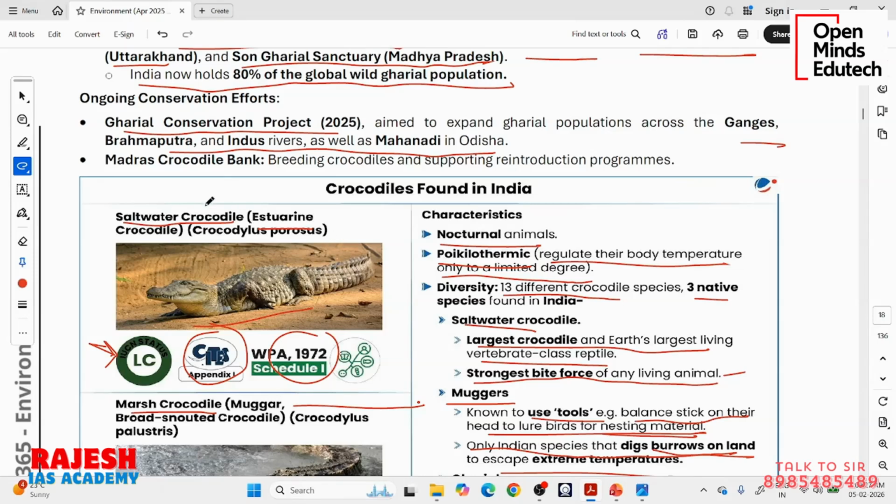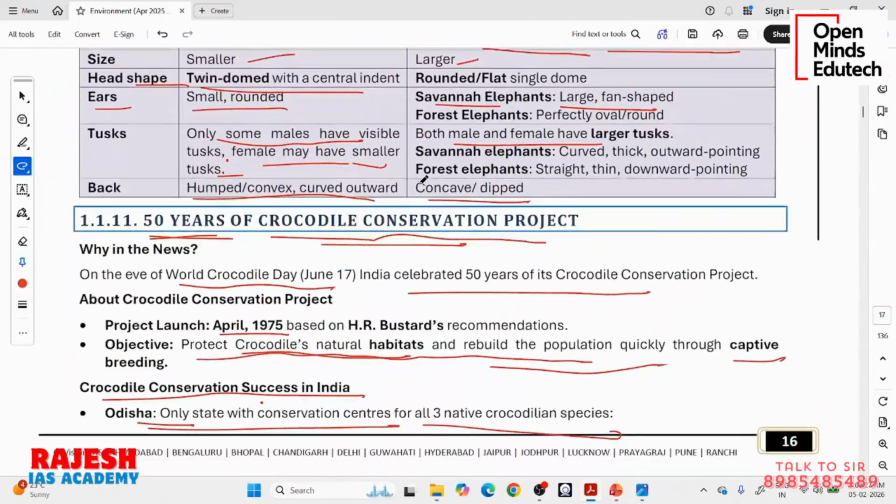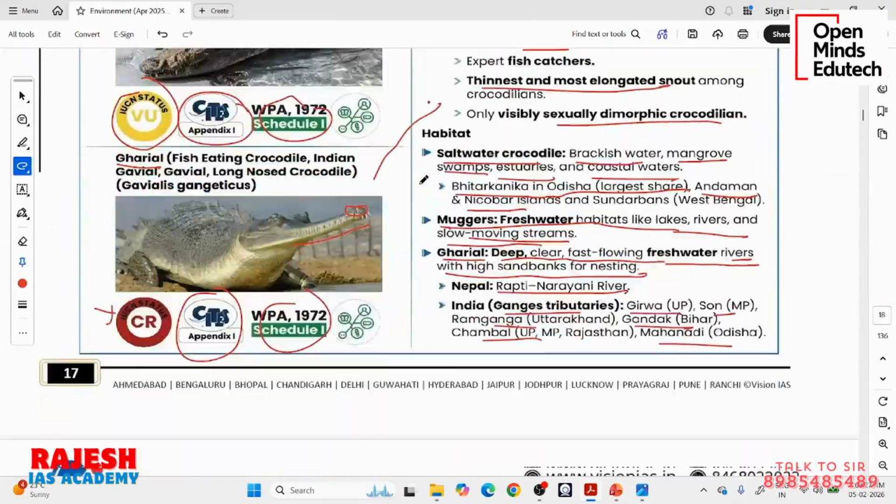In the Mahanadi river in Odisha, okay. Madras Crocodile Bank, breeding crocodiles and supporting reintroduction programs. So in Madras we have established a crocodile bank for breeding crocodiles and supporting reintroduction programs. Okay, in the southern part also we are taking crocodiles. So this is about the 50 years of the crocodile conservation project.